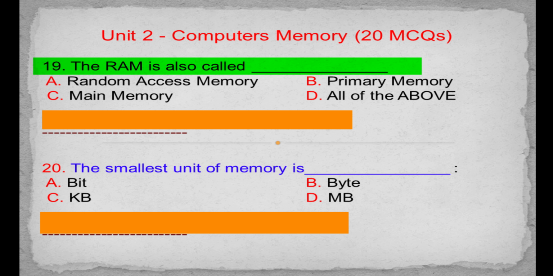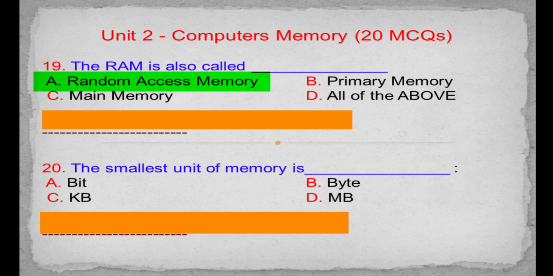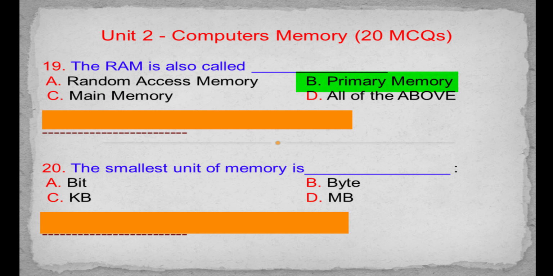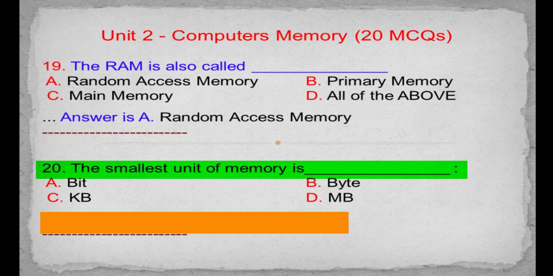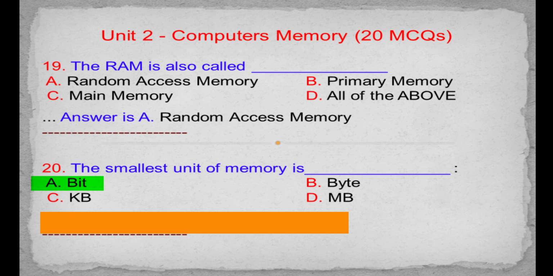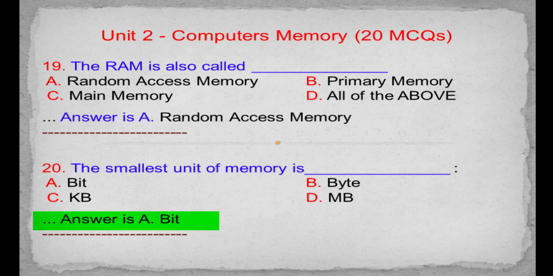MCQs number 19. The RAM is also called option A, random access memory, option B, primary memory, option C, main memory, option D, all of the above. Correct answer is option A, random access memory. MCQs number 20. The smallest unit of memory is option A, bit, option B, byte, option C, KB, option D, MB. Correct answer is option A, bit.